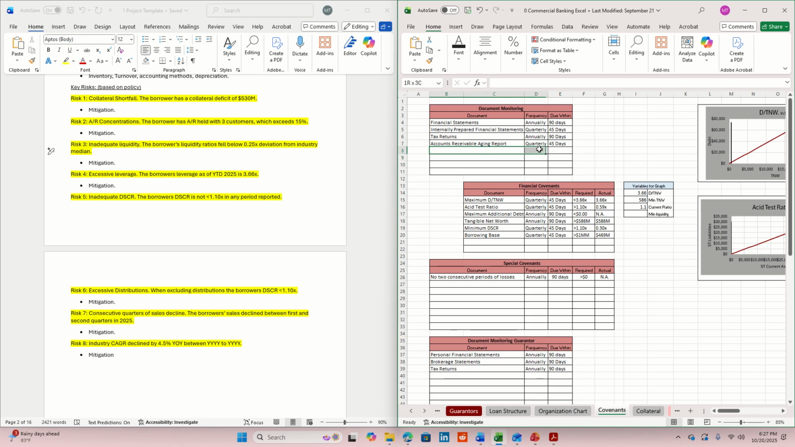And if you have inventory listings, make sure you put that there. If you have a collateral shortfall, make sure that you do borrowing base. If you have a revolving line of credit, make sure you include borrowing base. Okay? So all in all, that's the homework. Good luck.